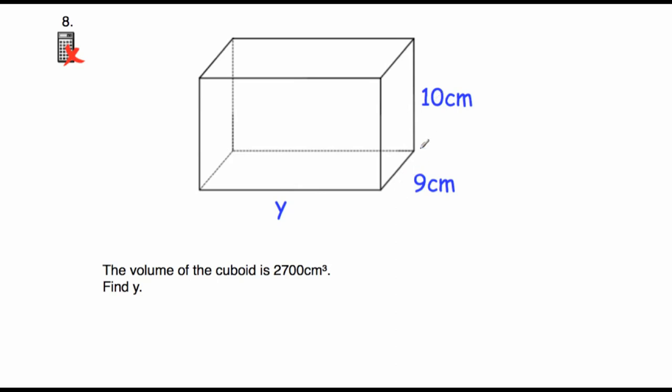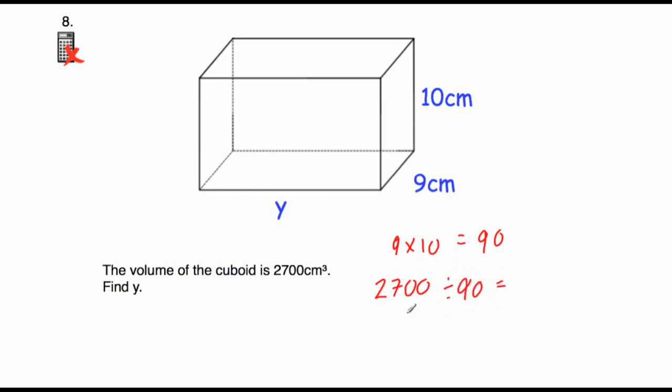So let's multiply the two numbers we've been given, and it's a non-calculator question. So we're going to do 9 times 10, and 9 times 10 is equal to 90, whenever we multiply these two together. And then if we take our 90 and we multiply by this value for y, we would get 2,700. So if we divide 2,700 by 90, we will find what this number would be. So 2,700 divided by 90.